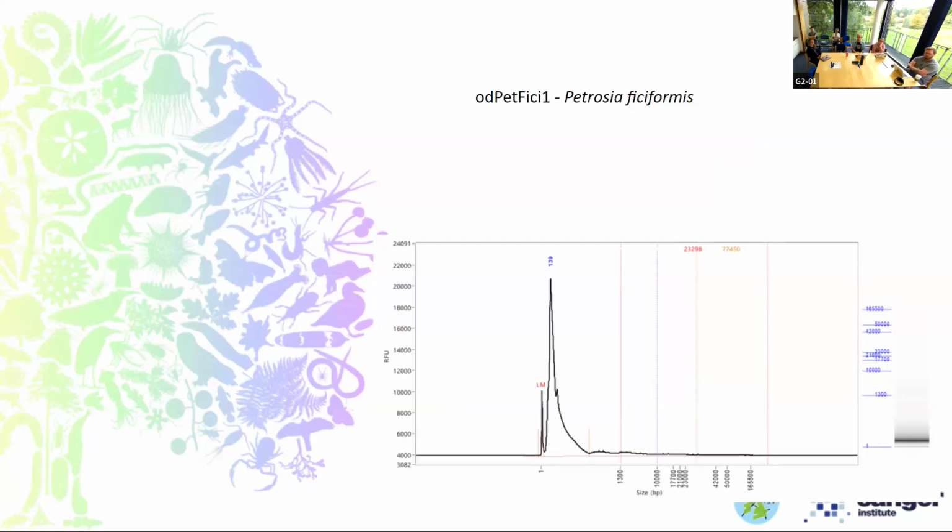Here we have a sponge, Petrosia. You can see here, really, really low. Most of our DNA is sitting in this low molecular weight region here. And there's a bit of a smearing to the right here, but all in all, not looking good. However, the yield is 9,700 nanograms, and the genome size is 0.3 gigs.